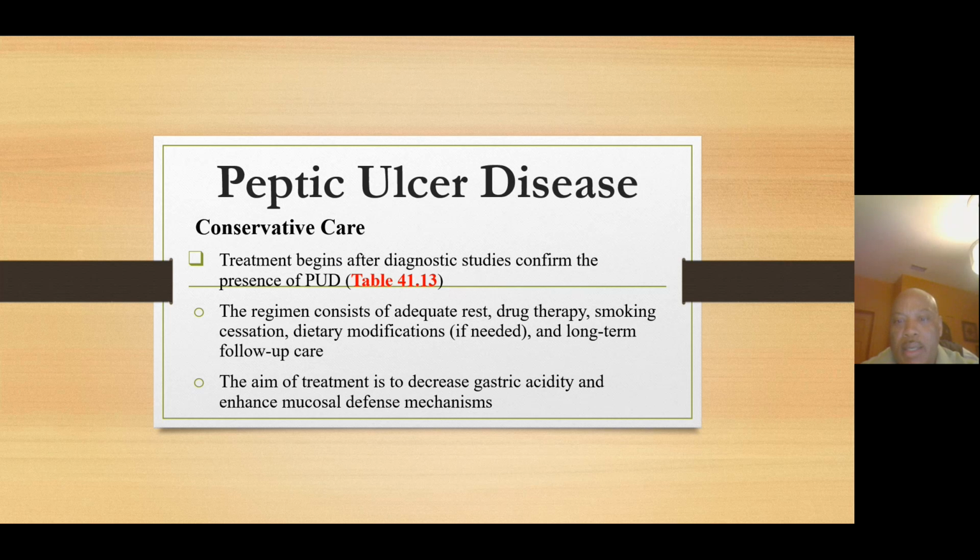So treatment begins after diagnostic studies confirm the presence of peptic ulcer disease. And so take a look at table 41.13. Now, the regimen consists of adequate rest. These patients must rest. They also receive drug therapy. And also we must talk to them about smoking cessation, because remember, it stimulates more gastric acid secretion. And there must also be dietary modification if needed, as well as long-term follow-up care, especially if it's a more chronic type of ulcer.